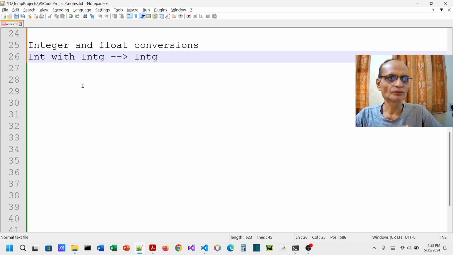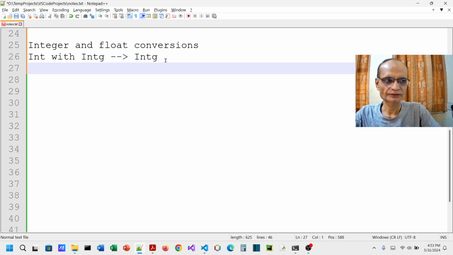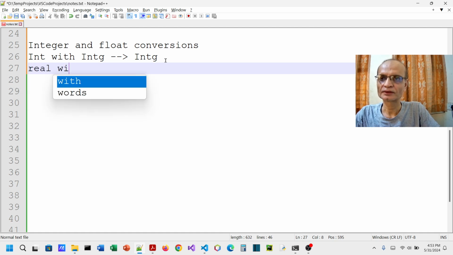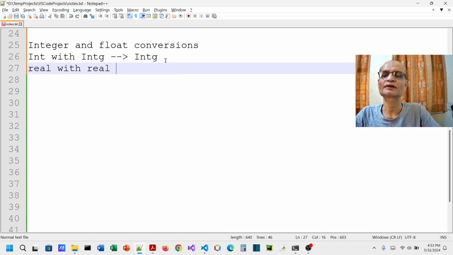However, if I have to do an operation between real and real, then again I am going to get the answer as real. So let us say real with real. When I say real, the general word used for a decimal number, the one we typically use as a float. So real with real is going to get us real. These are the two things which are very easy to understand.